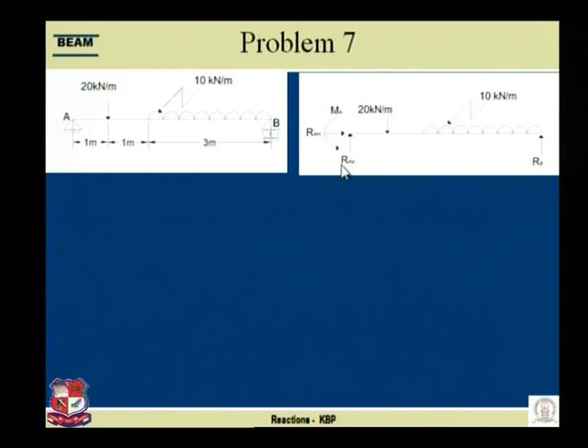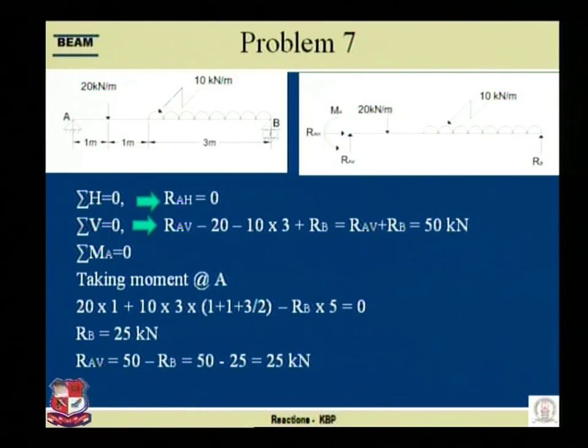RAH and RAV are the two components from the hinge support, and RB is the one reaction from the roller support. Let us apply the equilibrium conditions. First, sigma H is equal to 0. Definitely RAH is equal to 0, because all loads are vertical forces, there is no horizontal force acting, so RAH is equal to 0.